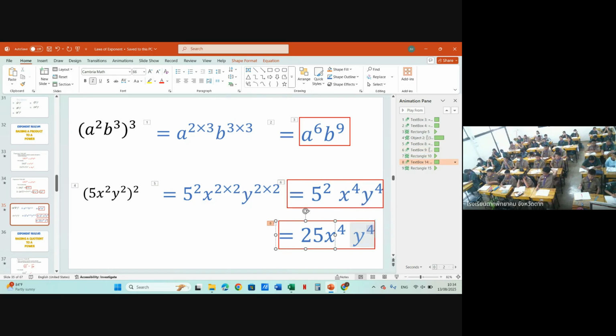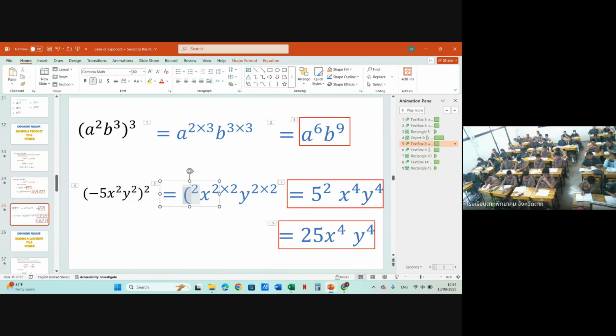Now, look in here. What if I make this negative 5? Remember, if this is negative 5, okay? Again, if it's positive, this will be your answer. Now, if I make this a negative exponent 5, remember, this is inside the parentheses. So if we're going to write it into this form, you need to write this in a parenthesis, which is negative 5 to the power of 2.